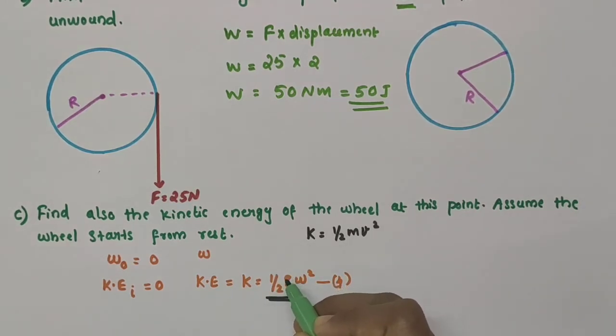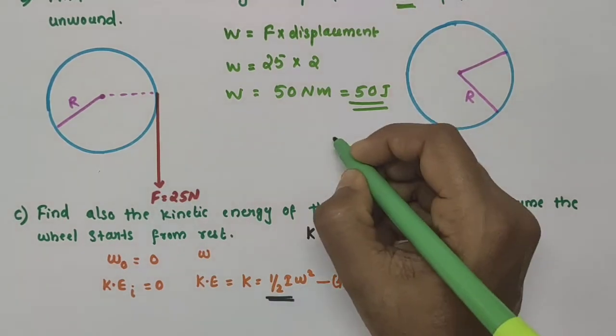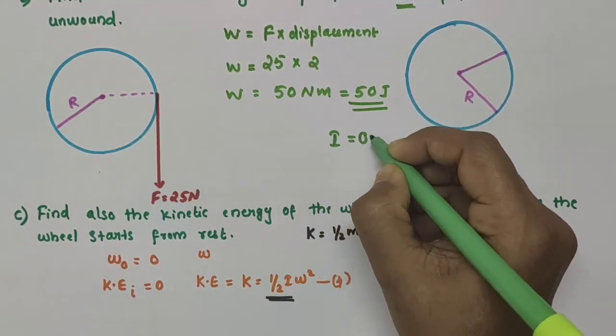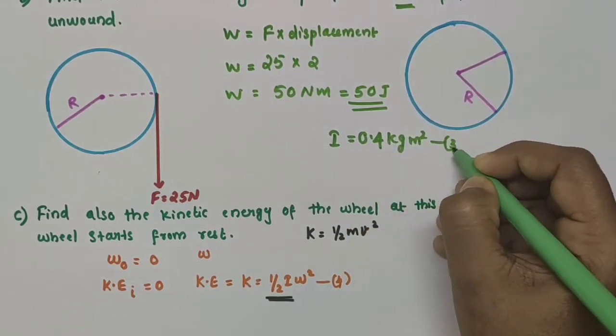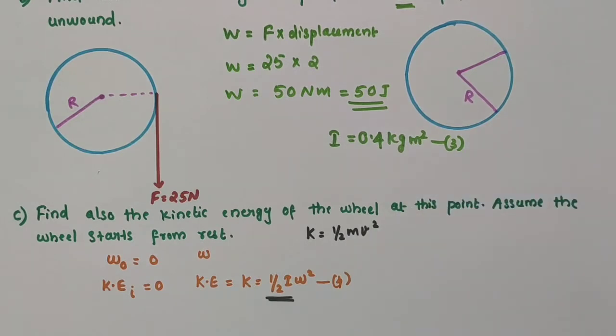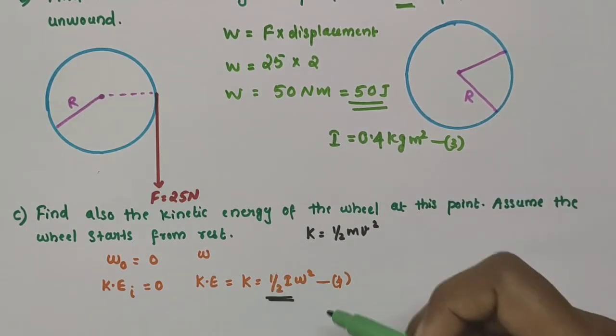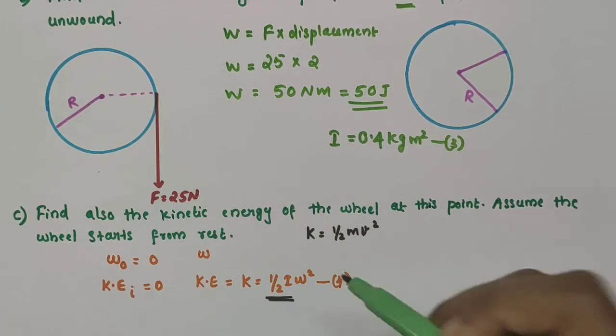To calculate this, we want to know the moment of inertia I and omega, no? We have the moment of inertia I as 0.4 kilogram meter square, which we got from expression 3. We have already calculated this. Now how do we find this omega? Assume that the angular acceleration is uniform.